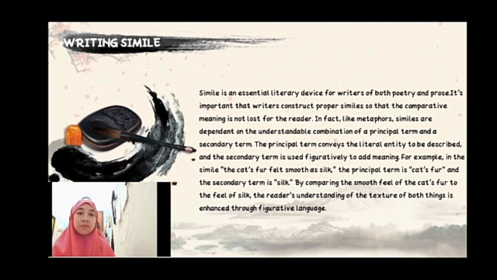In fact, like metaphor, simile is dependent on the understandable combination of principal term and secondary term. The principal term conveys the literal entity to be described, and the secondary term is used figuratively to add meaning. For example, in the simile "the cat's fur felt smooth as silk," the principal term is cat's fur, and the secondary term is silk. By comparing the smooth feel of the cat's fur to the feel of silk, the reader can understand.